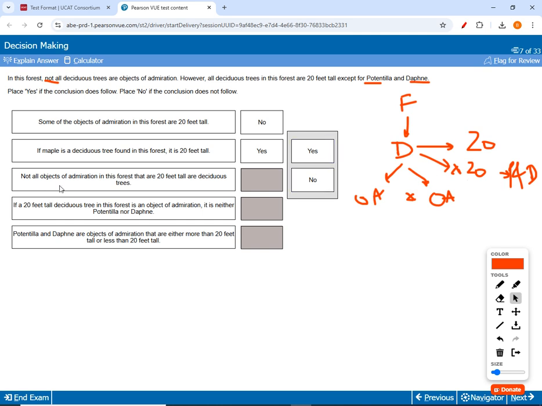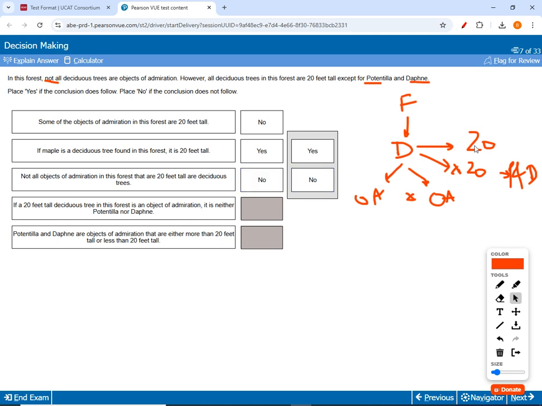Okay. Moving on. Not all objects of admiration that are 20 are Ds. Agreed. So not all objects of admiration can't go back in the arrow. So again, the same logic, cannot go back. So the answer would be a big fat no. Ready? Okay, moving on. Next question.